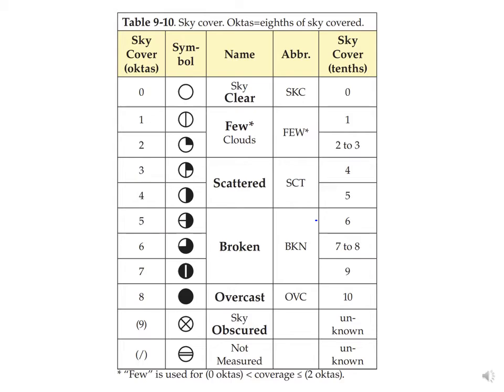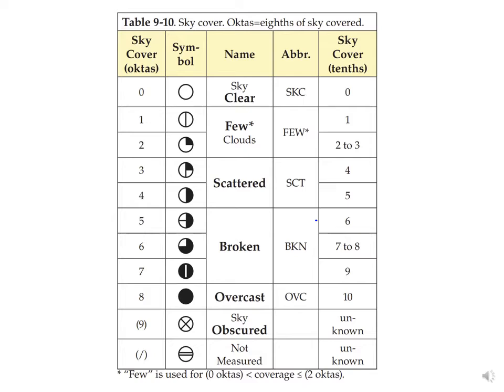So the sky coverage has many different types of symbols. There are basically 10 different symbols that could theoretically be in the center of that. And obviously an open circle is going to be clear and a full circle is going to be overcast. And then depending upon the coverage, it will increase. Essentially the black indicates cloud coverage, the white indicates clear.